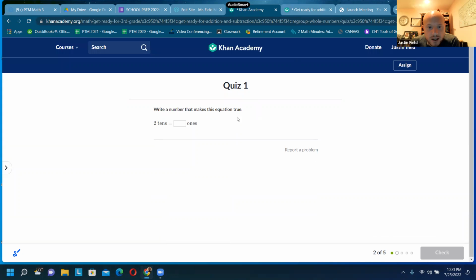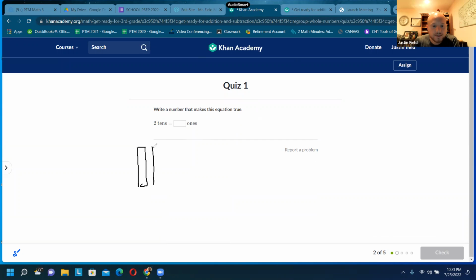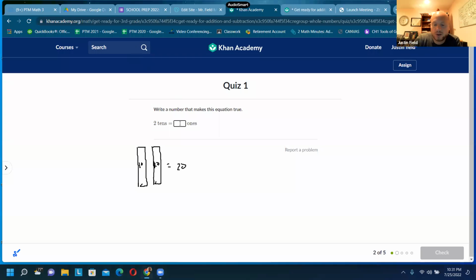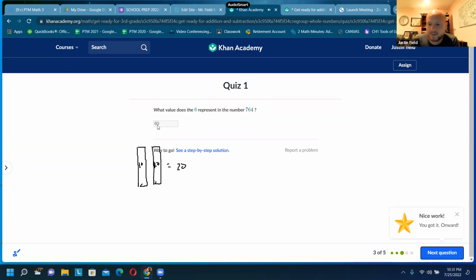Write a number that makes the equation true. 2 tens. So 2 tens is equal to how many ones? 2 tens would be like 2 of those bars. And if there's 10 in each one, 10 ones in each one, what's 10 plus 10? 10 plus 10 is 20. So 2 tens is equal to 20 ones. What is the value of 6 represented here? 764. That 6 is in the tens place, so it represents 60.